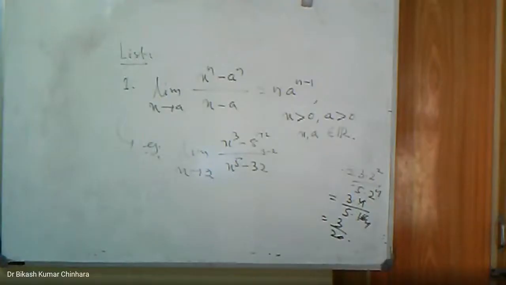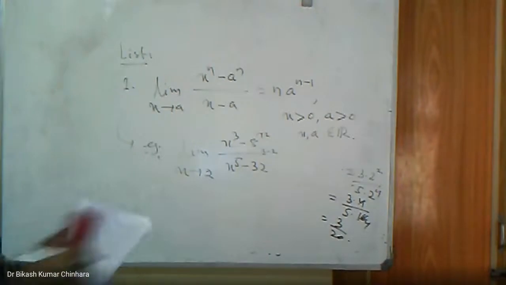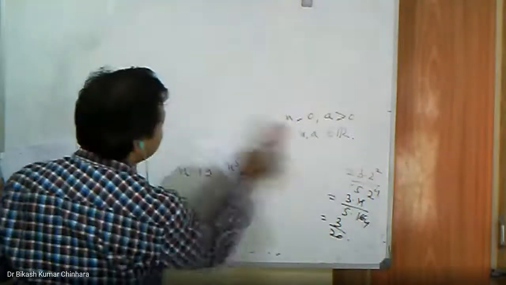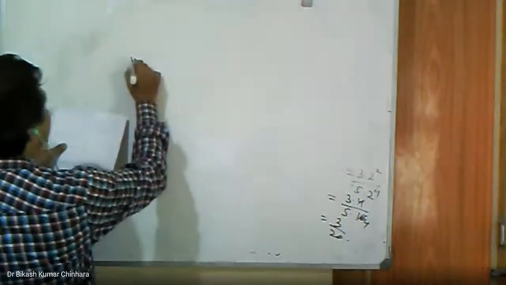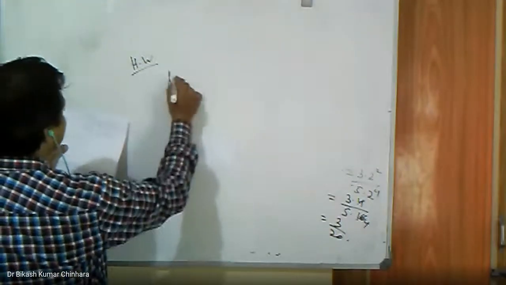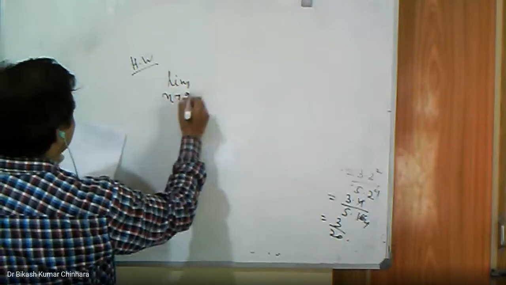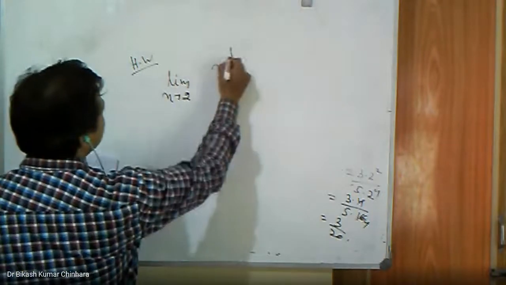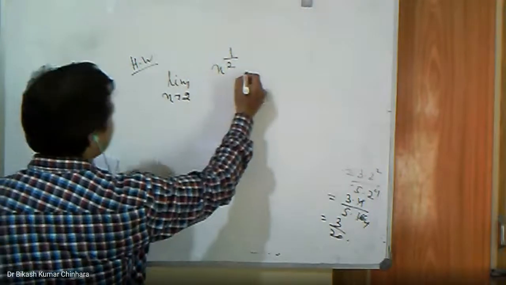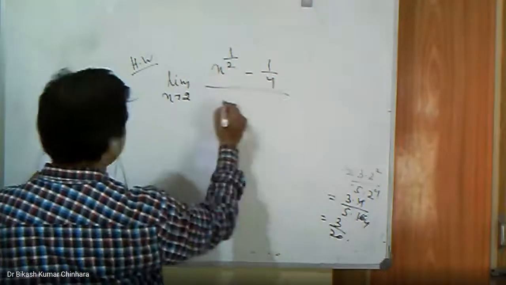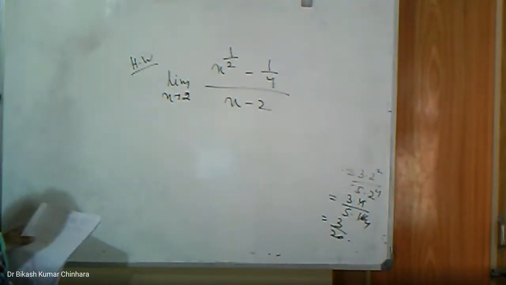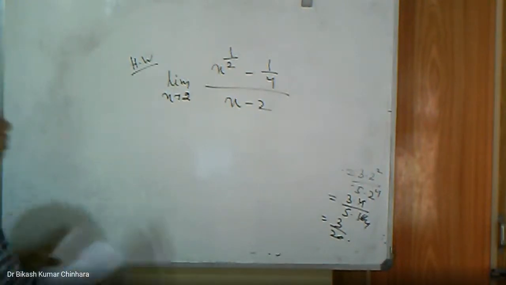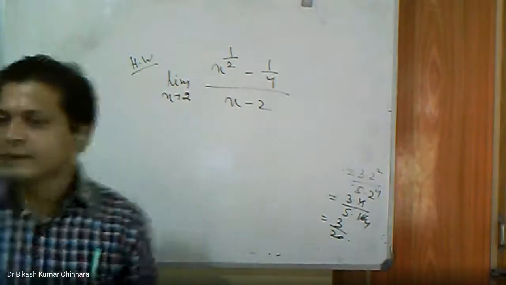As a homework, you can take one example. Evaluate limit x tends to 2, x to the power 2 minus 1 by 4 divided by x minus 2. Okay, you do this. This is your homework.